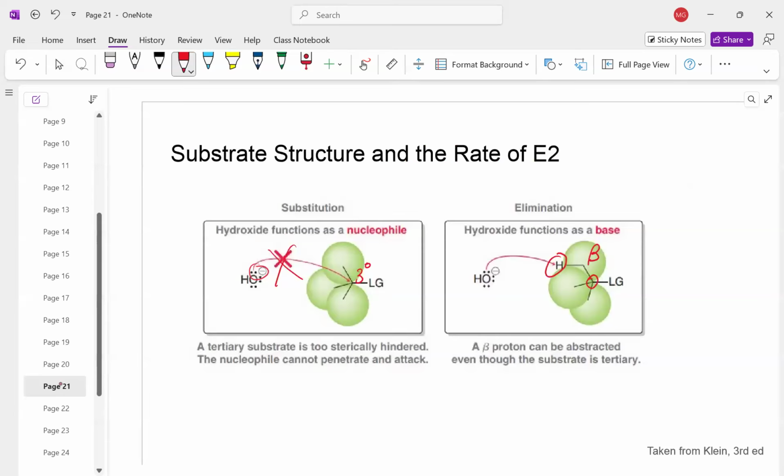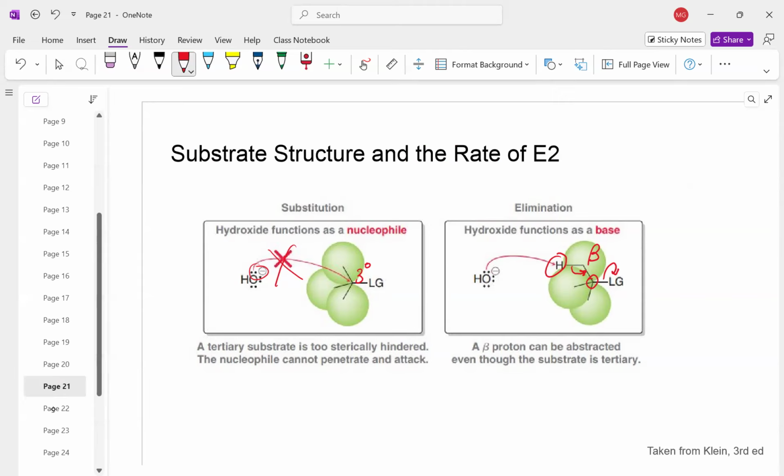So this is that option where the hydroxide basically says, well, I can't act as a nucleophile, but I can still do something. I'll act as a base and I'll deprotonate a beta hydrogen. And in this case, go through an E2 mechanism.